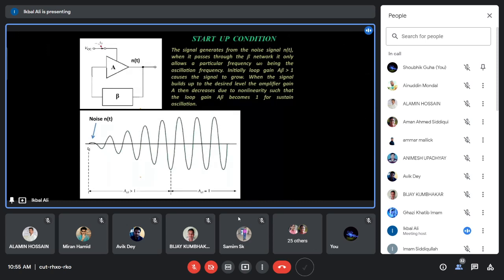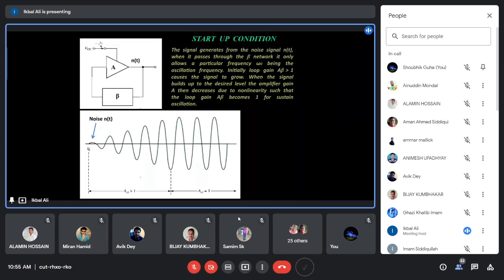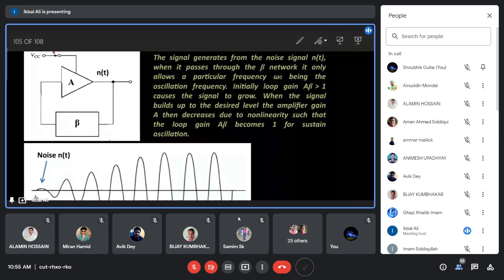So that is why you see these sentences. It is written here that startup condition. This is called the startup condition. To start the oscillator, you have to put the A beta slightly greater than 1 initially. If you don't put the A beta slightly greater than 1, if you design the oscillator for A beta equal to 1 initially, then you never will get the signal at the output of the oscillator. So initially you have to set A beta slightly greater than 1.